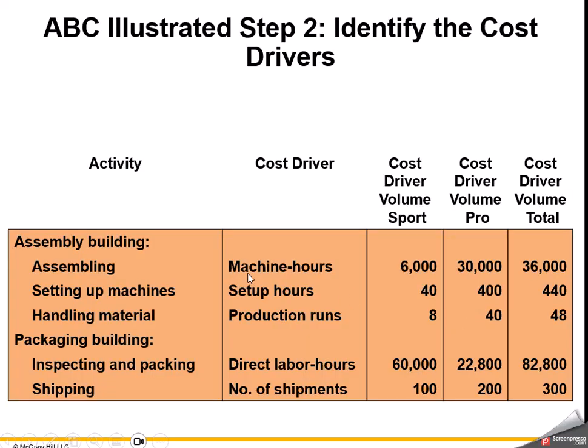So then we're going to look at the assembly to say, okay, machine hours, how many machine hours did each one use? And then we'll allocate those costs out accordingly. Setup hours, how many hours were involved in a setup, and we'll allocate those out. Production runs, the inspecting is our direct labor hours, and then our shipping is our number of shipments.